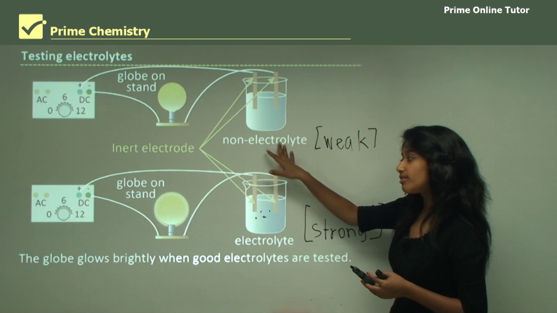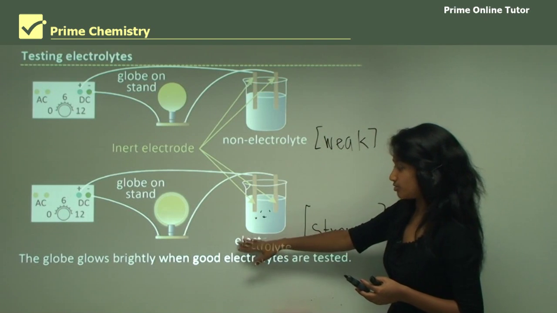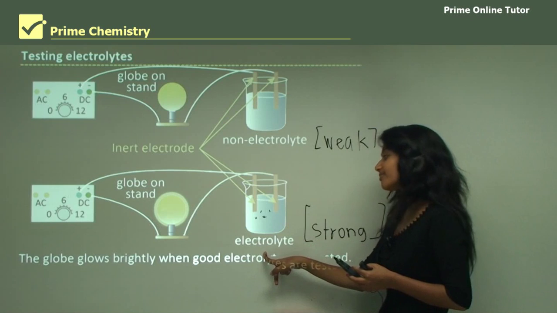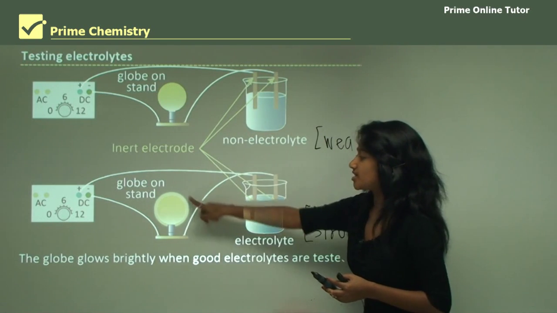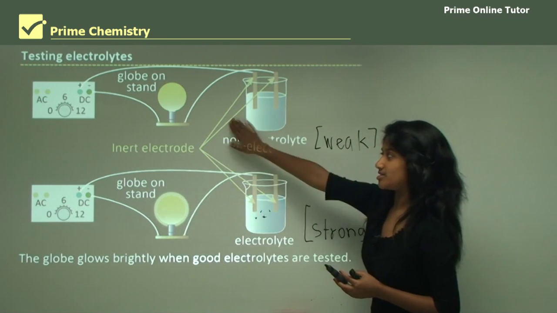So assuming that this has more charged particles, as it does because it's an electrolyte, the globe is going to be brighter here than this. And you can see that gold rim to show the brightness.